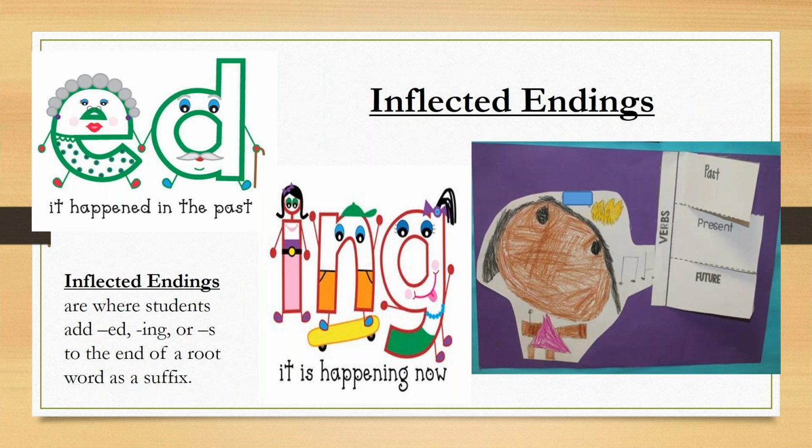Let's look at inflected endings themselves. This is where students will add ing, ed, or just s to the end of root words. This addition to the root word begins in oral language in preschool. In those years, inflected endings change the number and the tense of the base word. It includes s, ed, and ing.